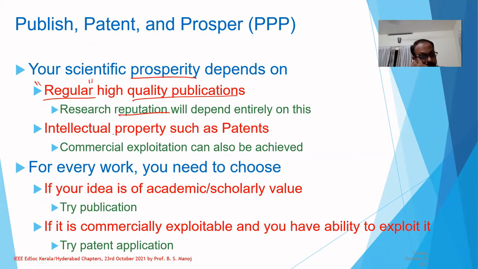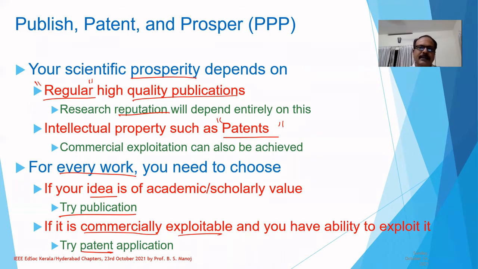Another way, if you are in the industry or in engineering research and development, you may not have publications. In that case, you may have patents as a route for developing intellectual as well as scientific prosperity. Which means that for every work, you need to make this choice, whether it is good for a publication or a patent. If your idea is of academic and scholarly value, you should try to publish that. Or if your idea is commercially exploitable, then you should try for a patent.